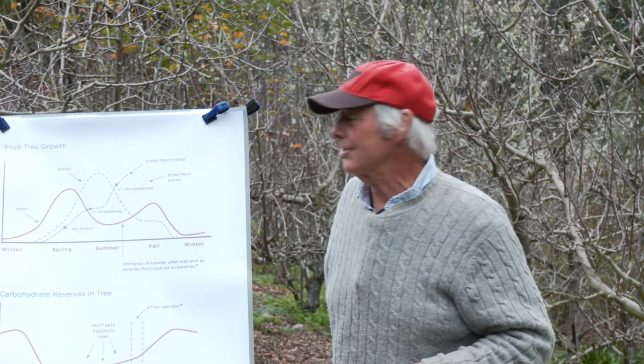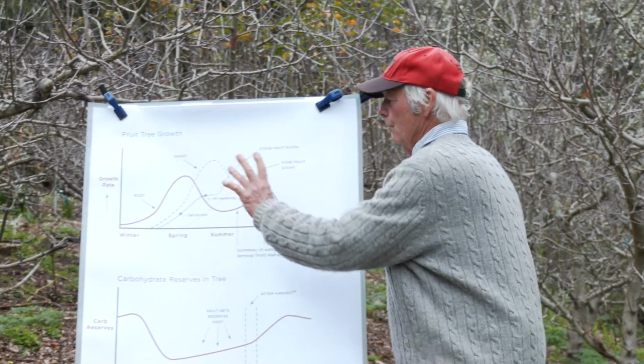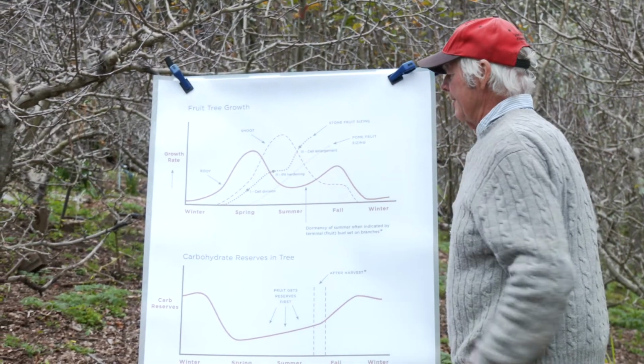It's not a leisurely stroll. It's not a long distance race. It's a madcap sprint. Go from dormancy, root growth, flowering, fruit set, leafing out, shoot growth, get your fruit mature before the frosts come in the fall. Just go lickety-split like that. So root growth follows this pattern here.